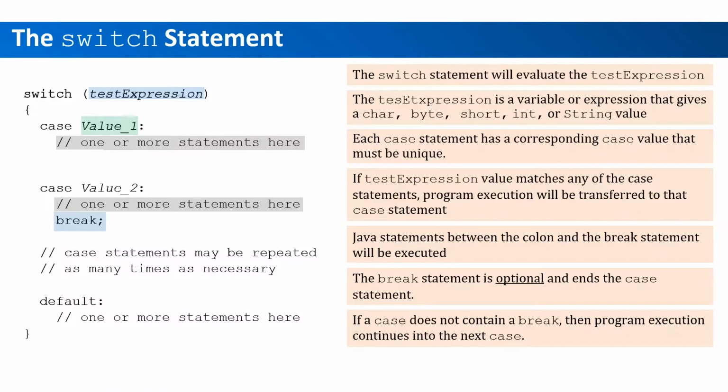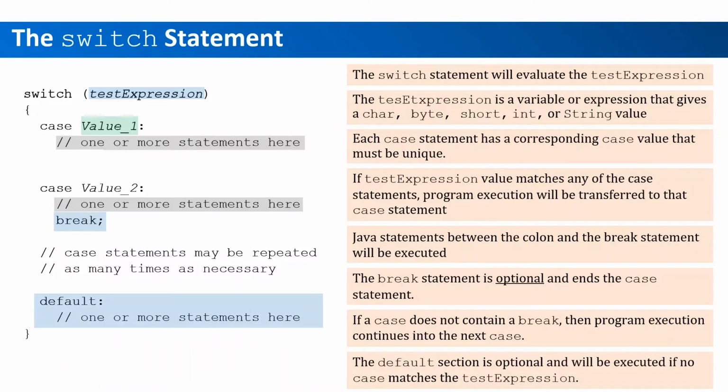The default section of the switch statement is optional and must be at the end of the switch statement if included. The default section captures all other values not included in the cases. This means that if no match is found and the default section is included, it will execute. On the other hand, if the default section is not included in the switch statement, Java will exit the switch statement and continue the code.